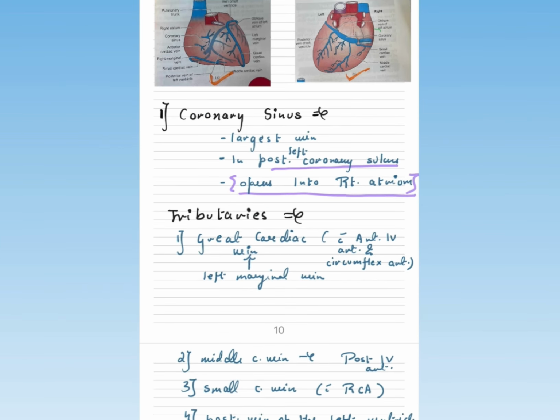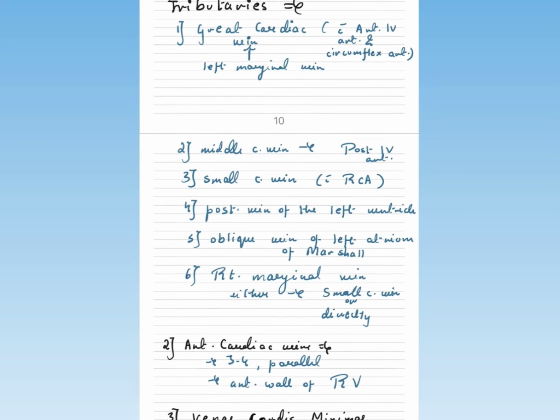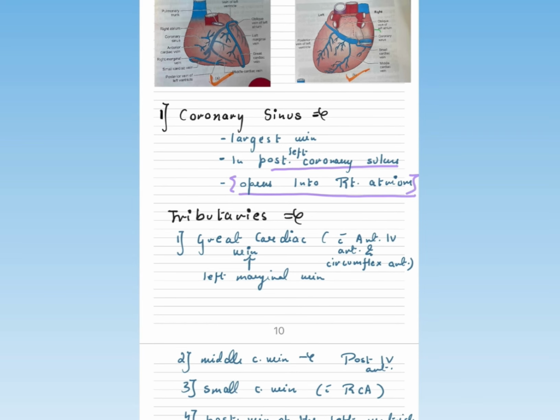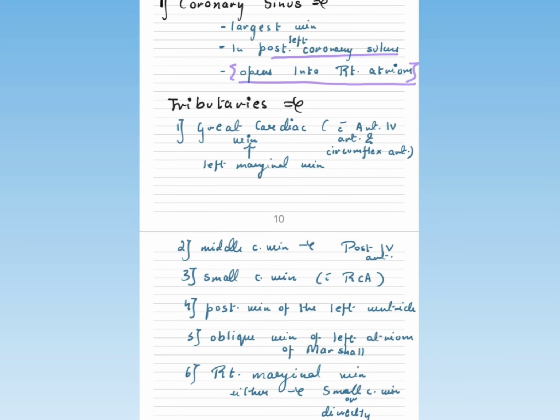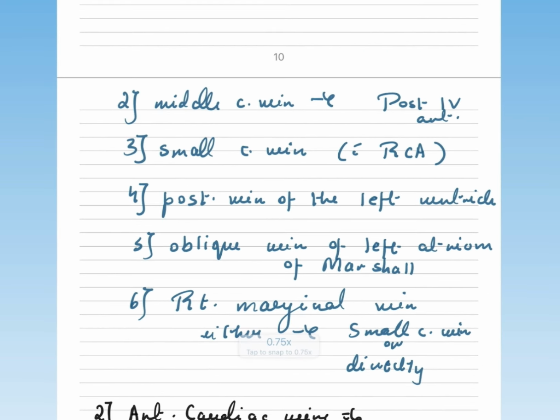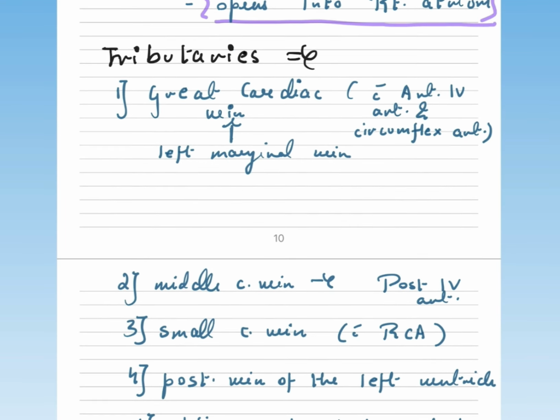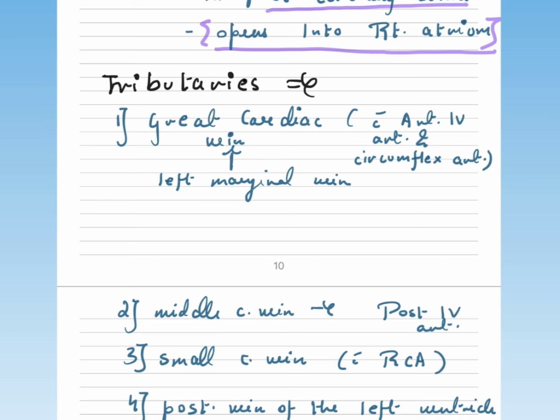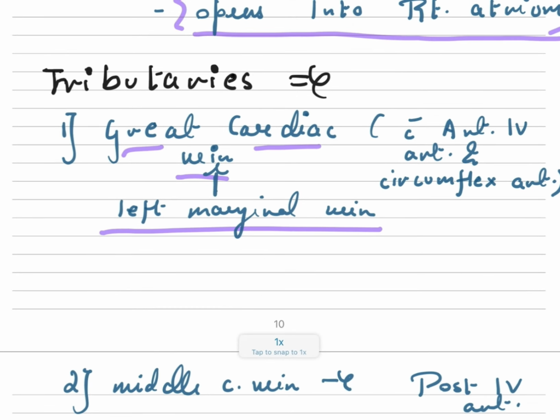Then there are the tributaries of the coronary sinus. There are a total of 6 tributaries of the coronary sinus: the great cardiac vein, the middle cardiac vein, the small cardiac vein, the posterior vein of the left ventricle, the oblique vein of the left atrium of Marshall, and the left marginal vein. The veins can be identified as they travel along with the arteries. The left marginal vein drains into the great cardiac vein, and the great cardiac vein travels with the anterior interventricular artery and the circumflex artery.